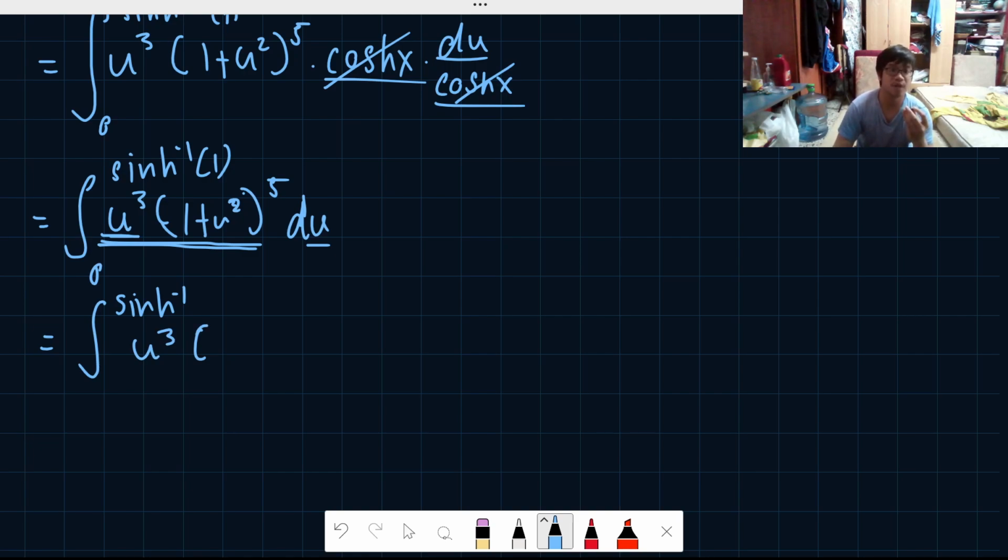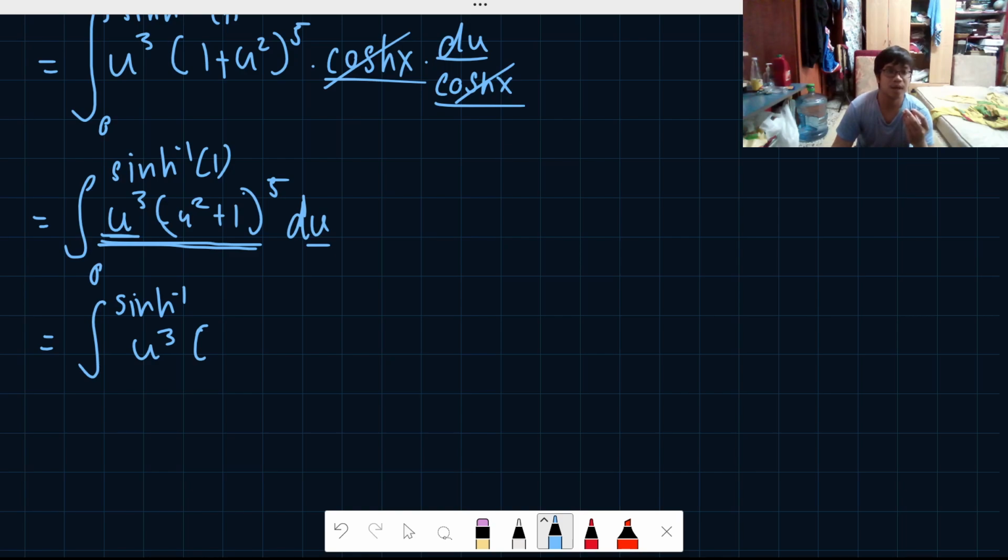So the expanded form here would be, we will have, let me interchange the position of u squared and plus 1. We can do that. Interchange u squared and plus 1. 1 plus u squared or u squared plus 1, they're just the same. But let me interchange them.